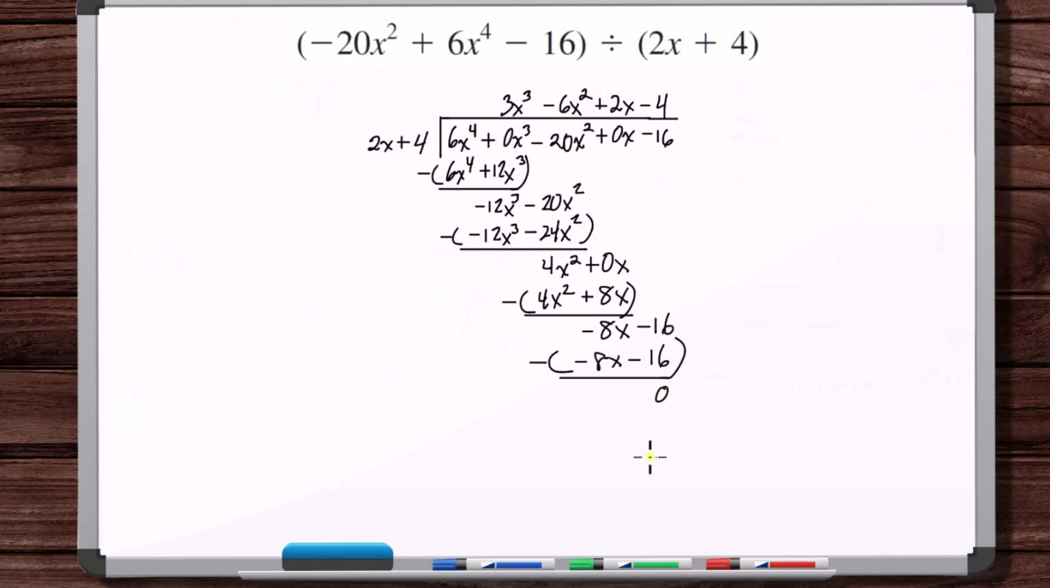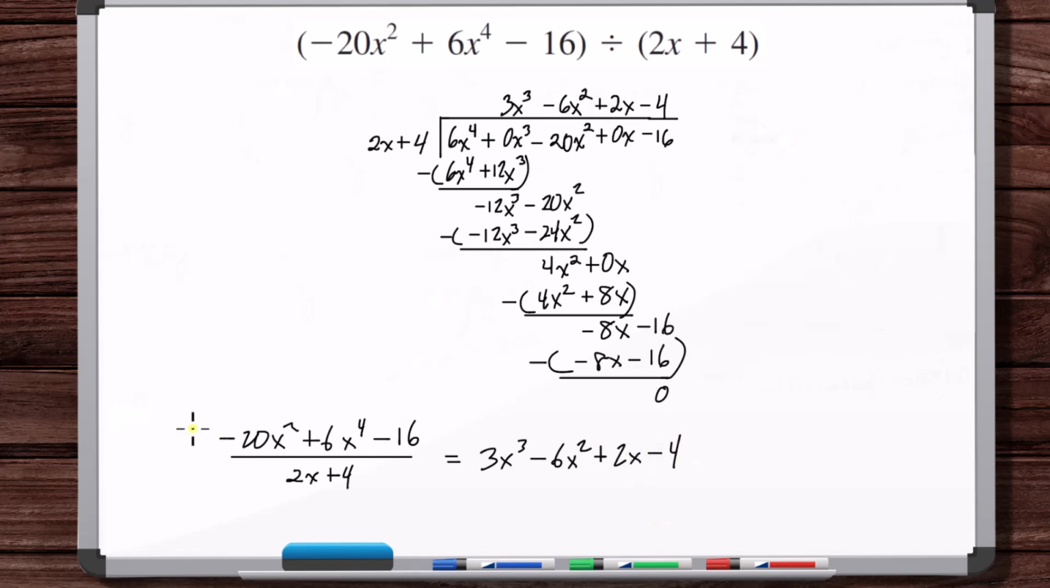So there we go. There's no remainder. So we've got minus 20x squared plus 6x to the fourth minus 16 divided by 2x plus 4 is equal to 3x cubed minus 6x squared plus 2x minus 4.